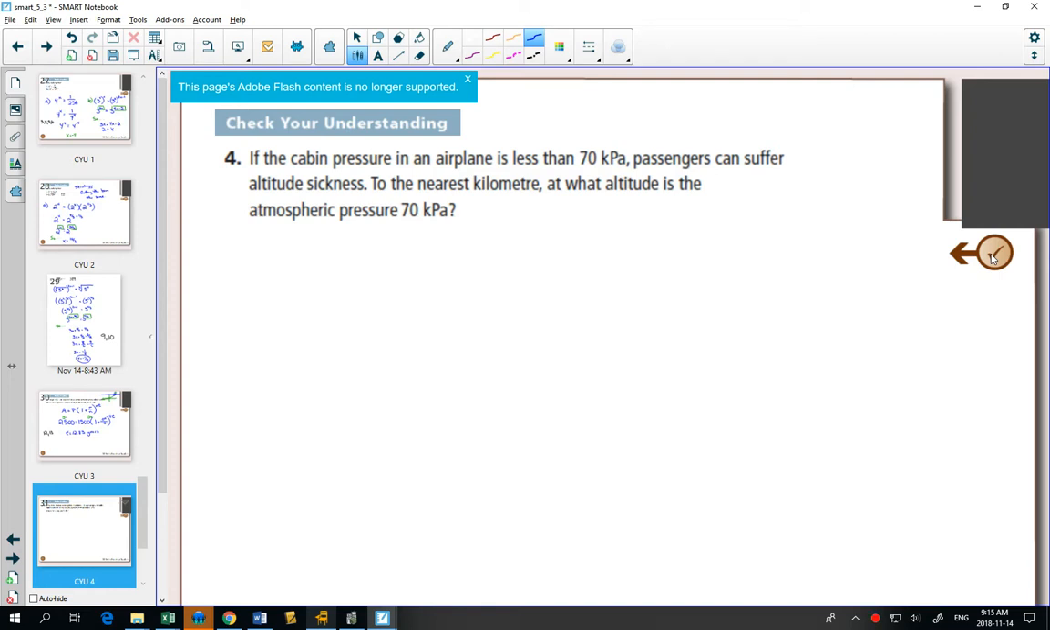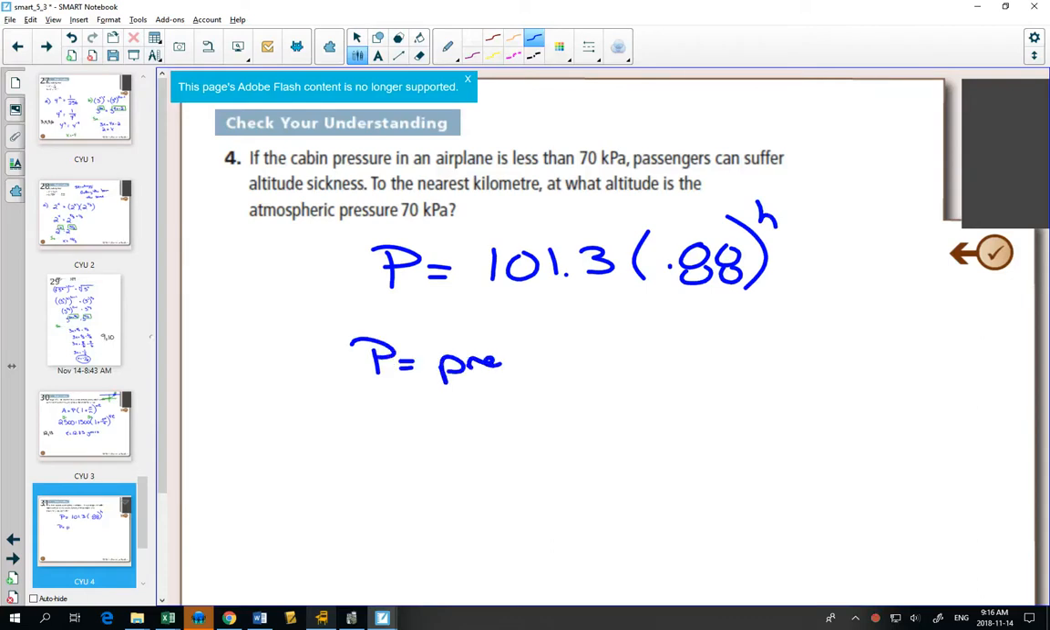And again, in a question like this, they would give you the formula. And the formula is given in the question right beside, so we're going to write it out from there. The formula for atmospheric pressure is P = 101.3 times 0.88 to the H, where P is pressure in kilopascals and H is height, I think in kilometers.